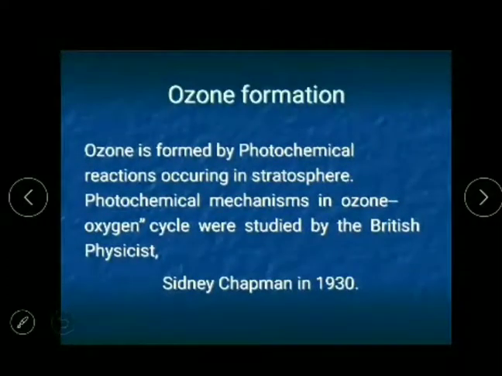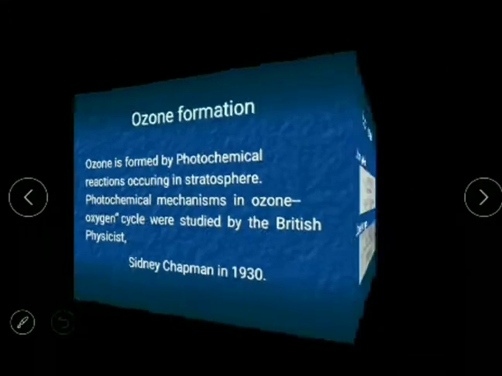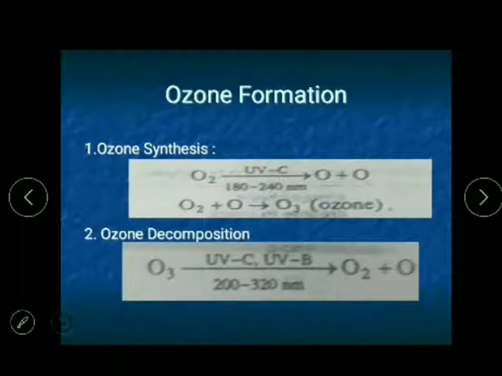So let us study the formation of ozone in stratosphere. Ozone is formed by photochemical reactions occurring in stratosphere. Photochemical mechanisms in ozone-oxygen cycle were studied by the British physicist Sidney Chapman in 1930 CE. Now, dear students, you should remember that the formation or production of ozone in stratosphere is a cyclic process and it is happening naturally. This cyclic process has two parts. One is ozone synthesis and the other one is ozone decomposition.